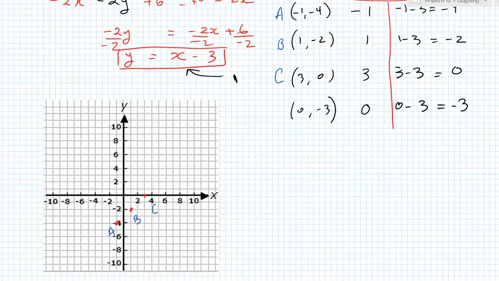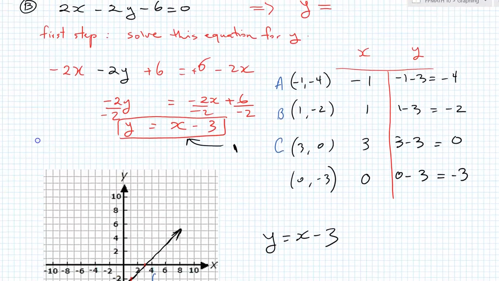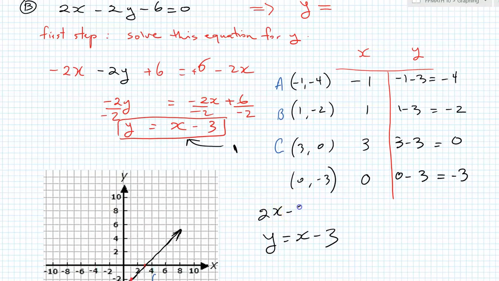And then straight edge, make sure you have a straight edge, and then draw a straight line right through all the points, and then make sure you don't stop, you just put an arrow at the end and make sure it's straight. You have to take care when you draw these, and then that is it. That is the graph of y equals x minus 3, even though originally it looked like 2x minus 2y minus 6 equals 0. These two are the same. All right.